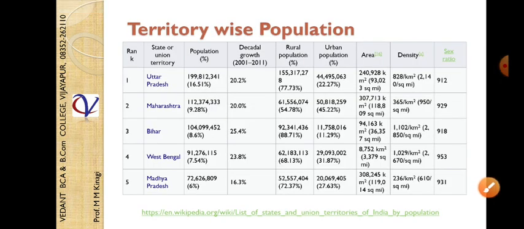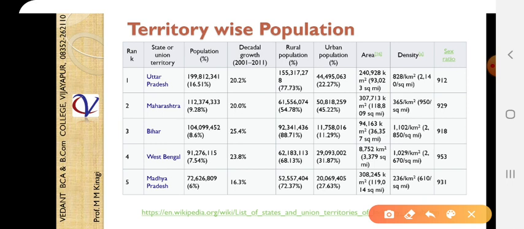Then if you talk about the territory-wise population within the country, the top populations are, as we said earlier, UP and Maharashtra. Both populations together we can give as a number. Roughly, UP's population is 19.98 crores, and Maharashtra is 11.2 crores.